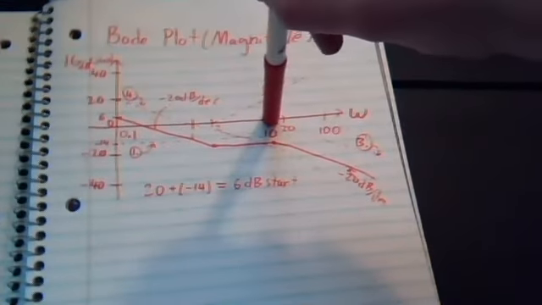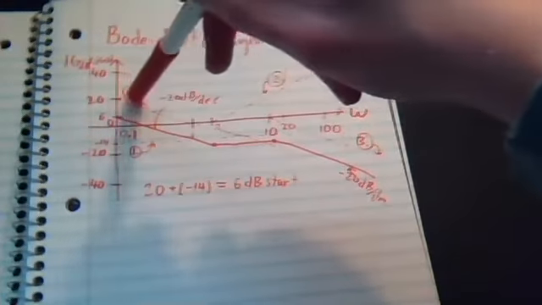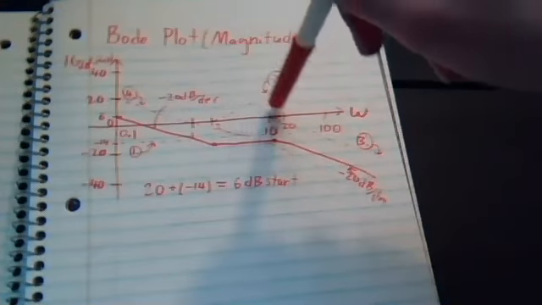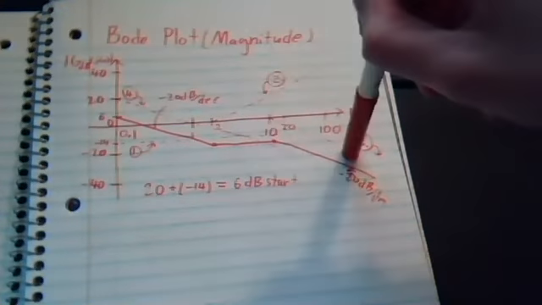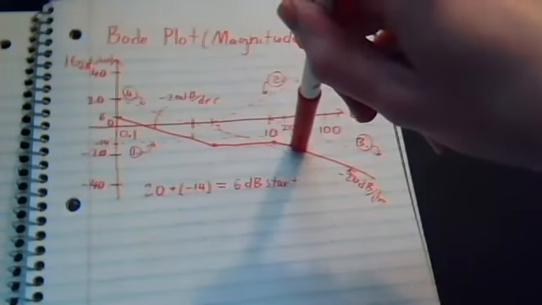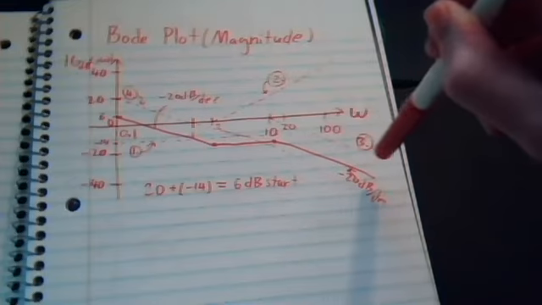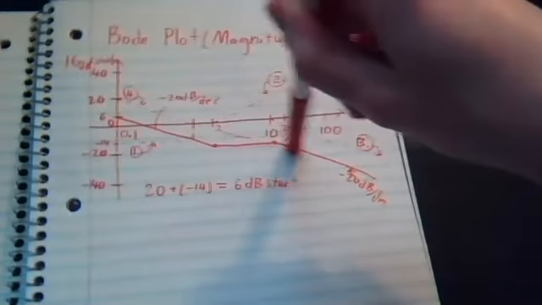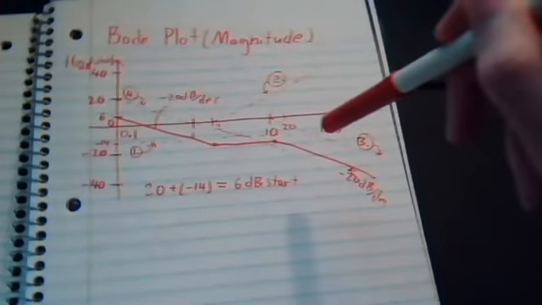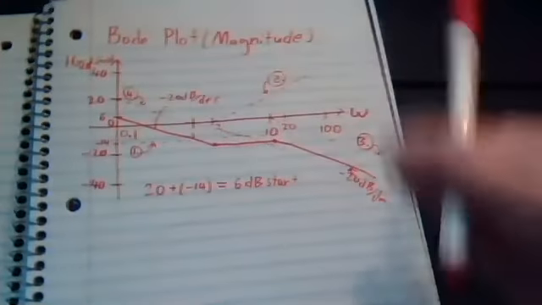And that also has a -20 slope. So now we have -20, +20, those are canceling. So this extra -20 is going to force the overall slope to -20. So now the final slope of this magnitude plot is -20. And so this is the Bode plot of our transfer function. This is the magnitude plot.